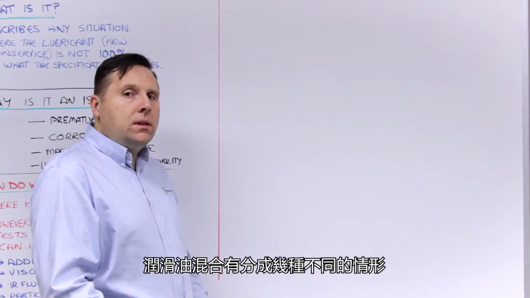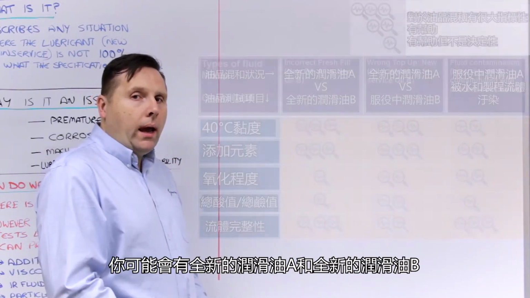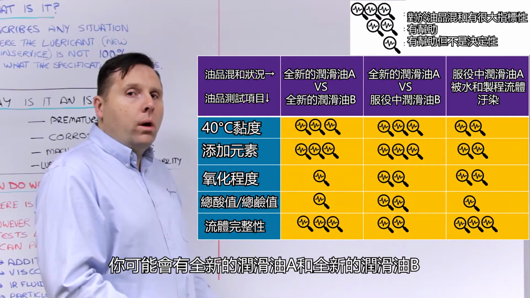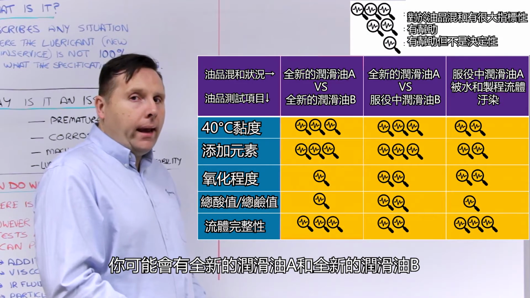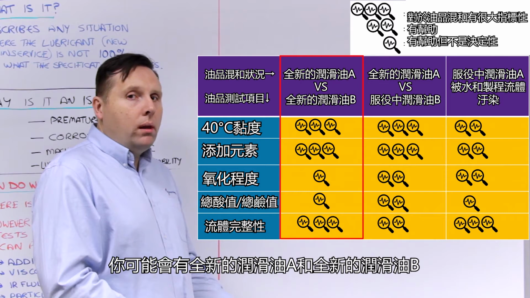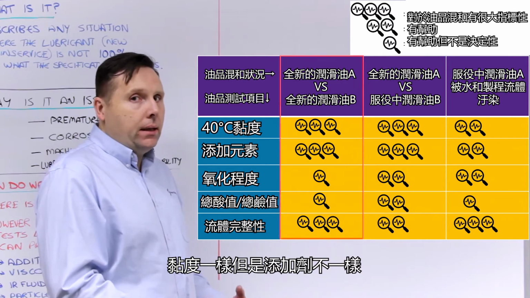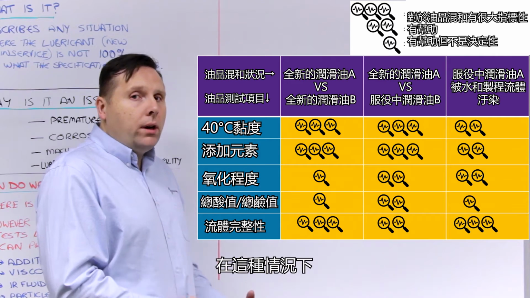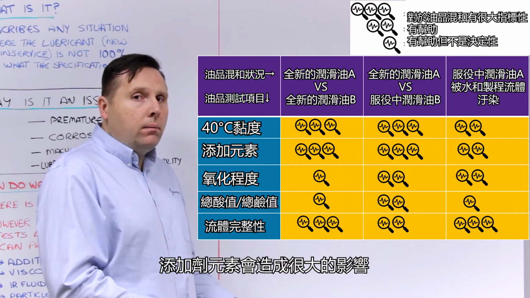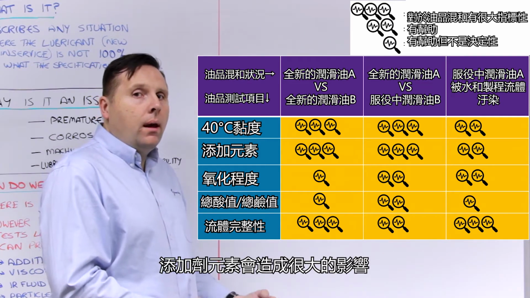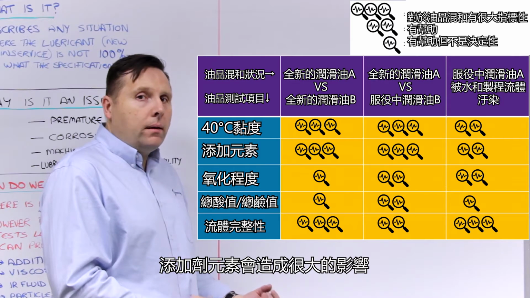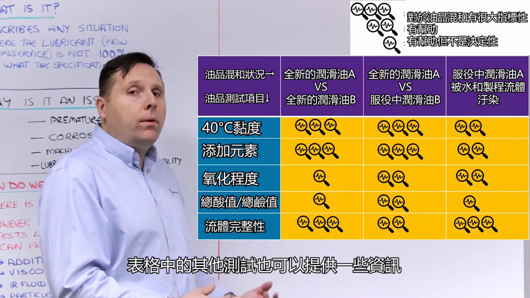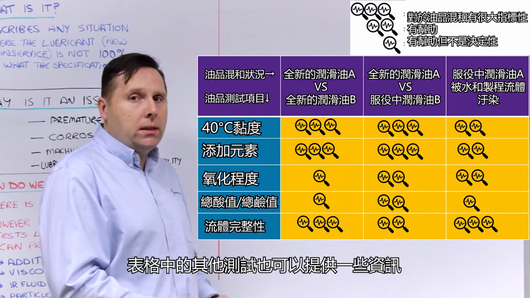So there are different scenarios for lubricant fluid mix-up. You can have a situation where you have a brand new oil A and a brand new oil B, and the viscosity is exactly the same, but the additives are different. In that situation, your additive elements are going to make a big difference, have a significant effect, and the other tests will provide some information, as you can see on this table.